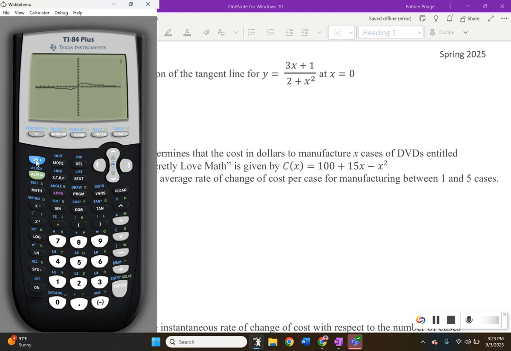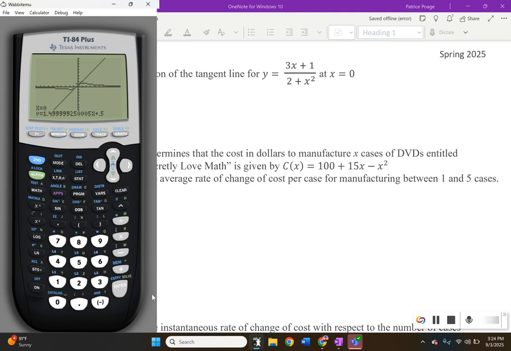So I'm going to go to second PRGM, which is draw. Choice number 5 is tangent. And then I want to type in wherever my x is. So I want to do this at 0. So I'm going to type 0, enter. And it draws it, and at the bottom, it will tell me what my equation is. And I get y equals 1.49999, so that's 1.5x plus 0.5.